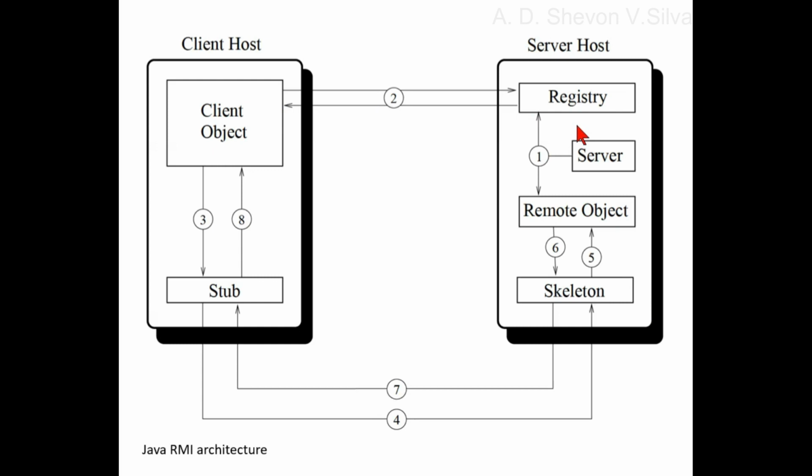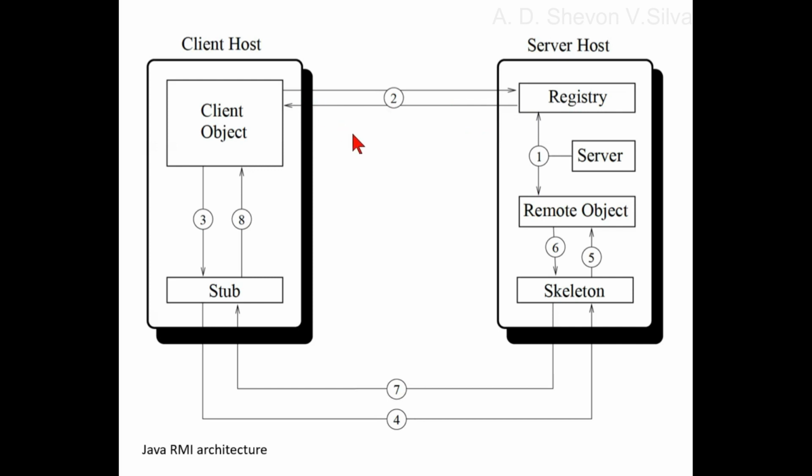The general architecture of RMI is shown in this figure. First, the server creates a remote object and registers it at the registry, which is shown by arrow 1 here in the figure. The client can obtain references to objects stored in the registry, as shown by arrow 2 here.